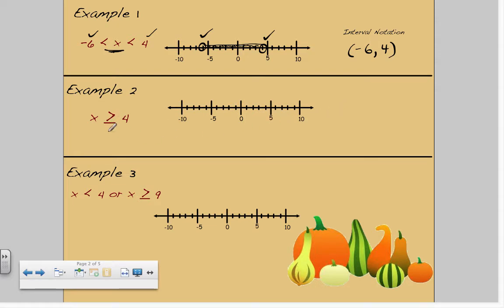How about this one? Example 2. X is greater than or equal to 4. Well, this is not a conjunction. It's not a disjunction. So, all right, let me graph it because that's not hard. I go to 4. I circle it. I can include 4 because there's an equal sign. And now it says everything greater than 4. So I shade that way.